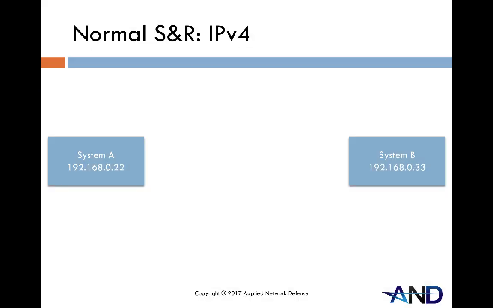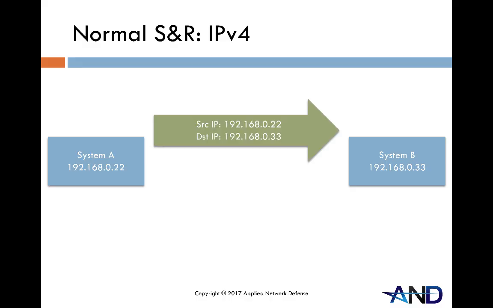So let's look at an example of normal stimulus and response for IPv4. Pretty simple. Here we have two systems, System A and System B. They're both in the 192.168.0 network, and their IP addresses, System A is 22 and System B is 33. So we have different IP addresses on the same network.